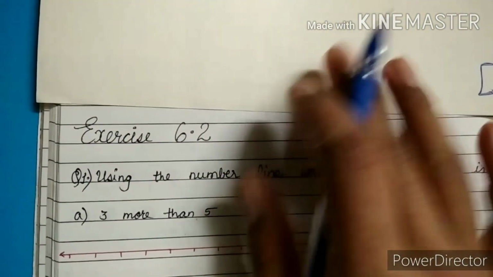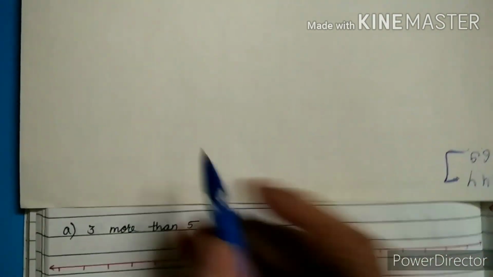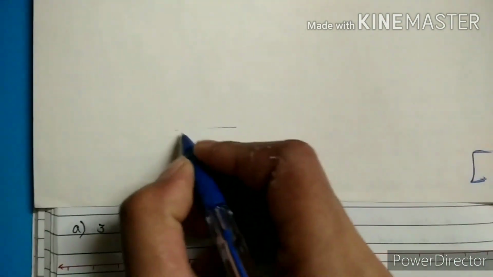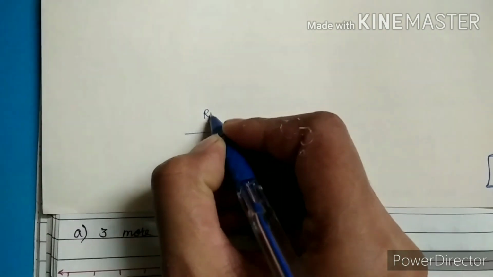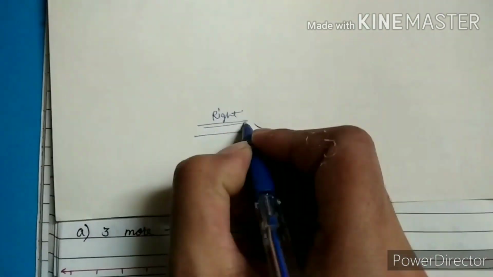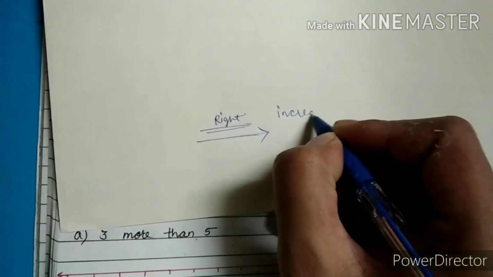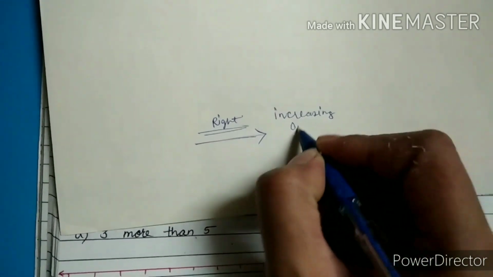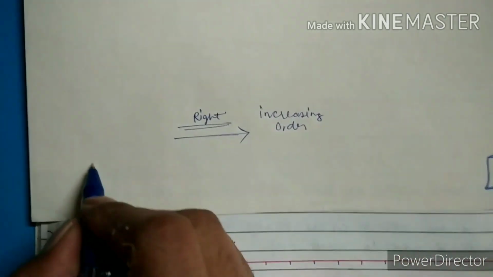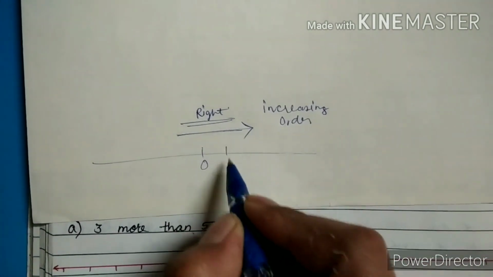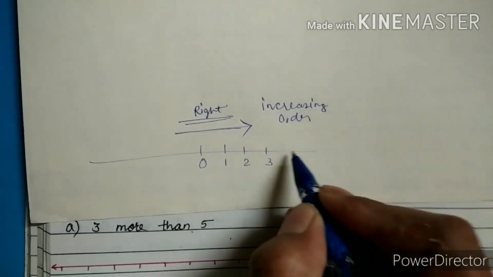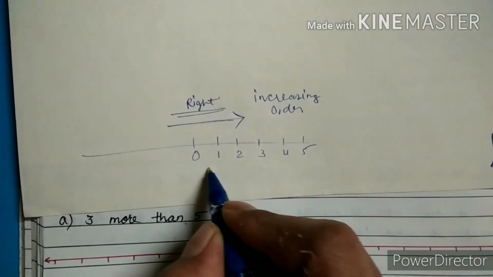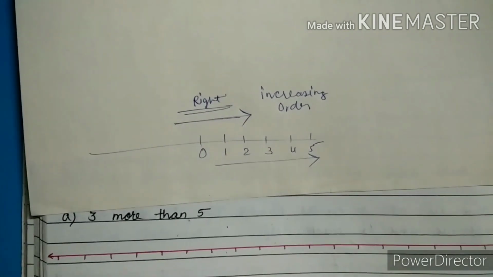So we know in the number line, on the right side we are going in increasing order. It means on the number line, if here we have 0, here we have 1, 2, 3, 4, 5. So they all are increasing on the right hand side.